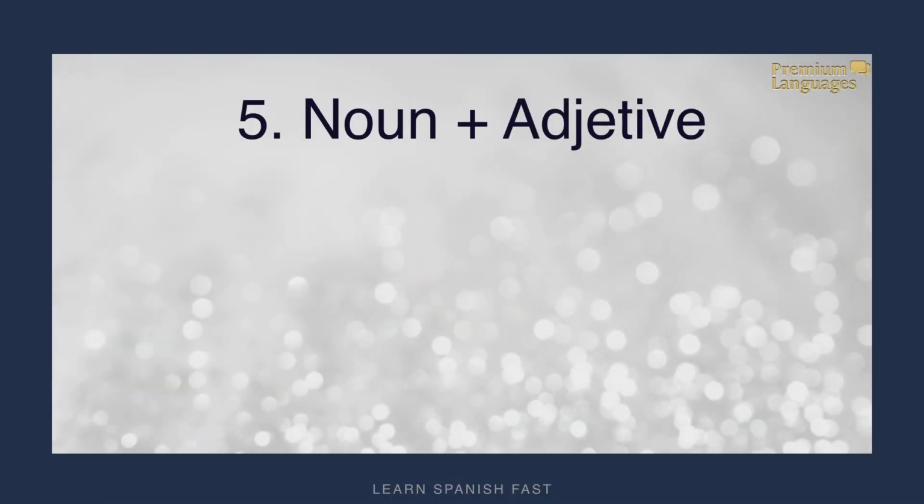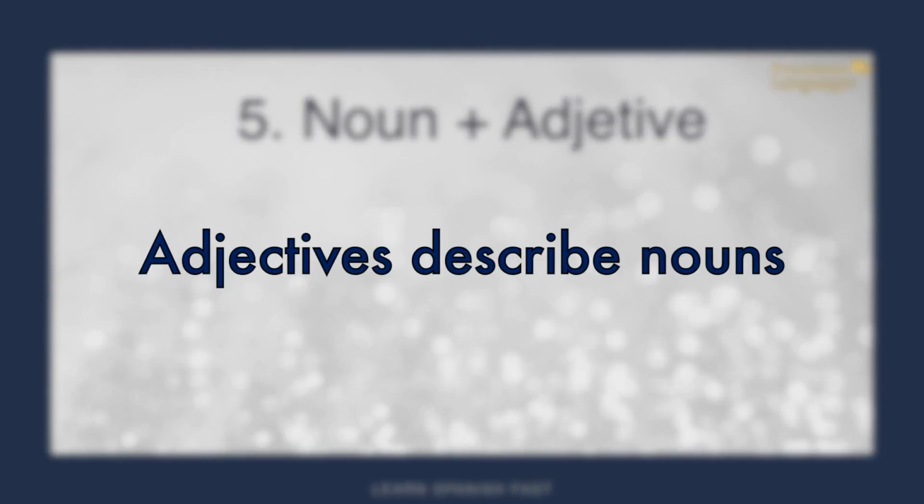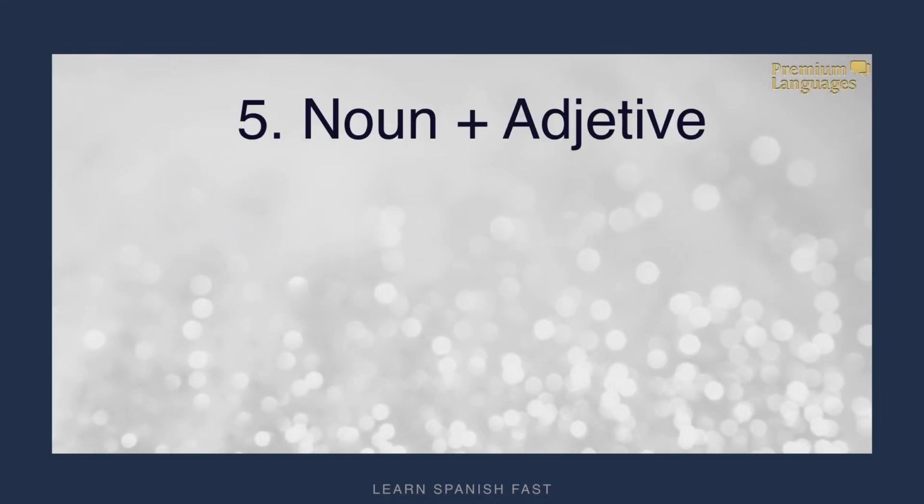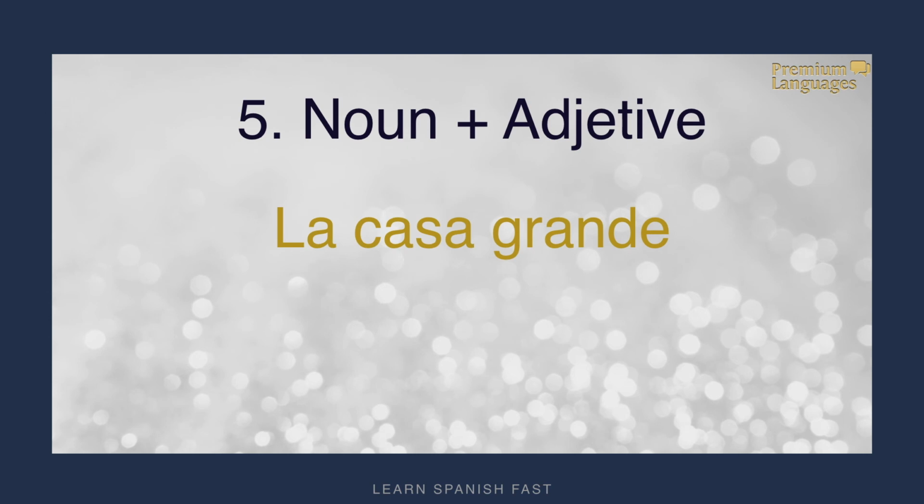And the last difference that we are going to see in this introduction is the position of the noun and the adjective. In English, you would say the big house, where big is the adjective and house is the noun. In Spanish, you would alter the order and you would say something like the house big, la casa grande.